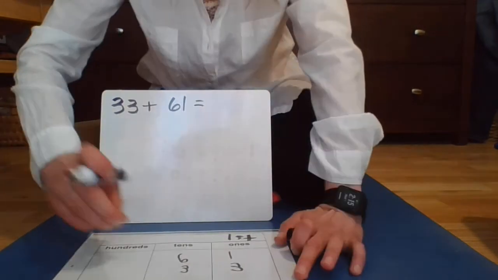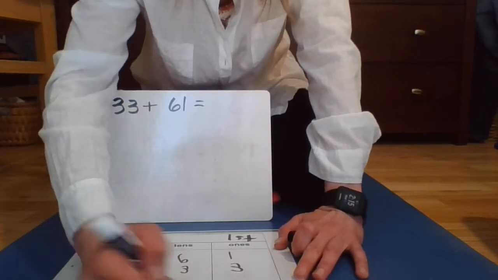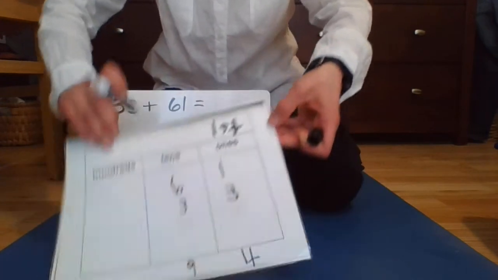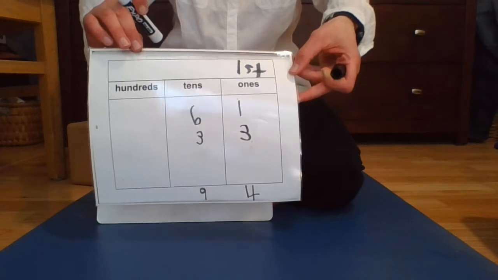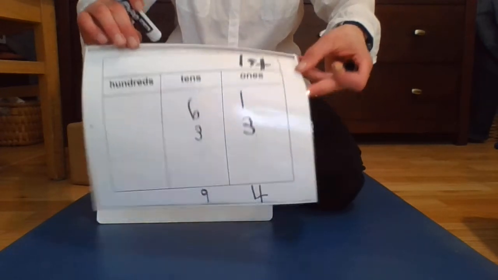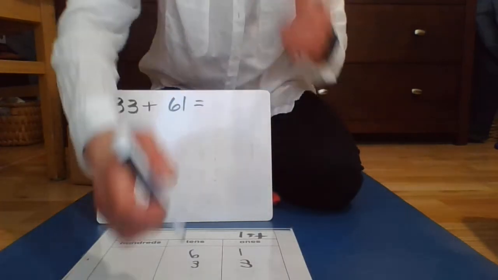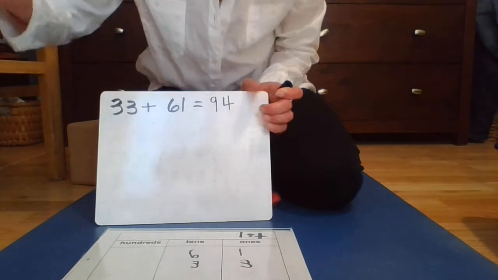Okay, and 6 tens and 3 ones is 9 tens, which is 90, right? But I'm not going to need to put the 0 in there because the 4 is in the ones place value. Okay, so my answer is 94.